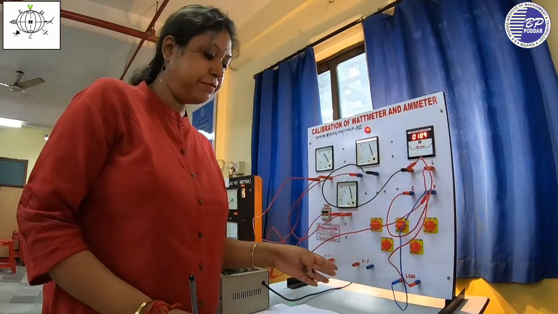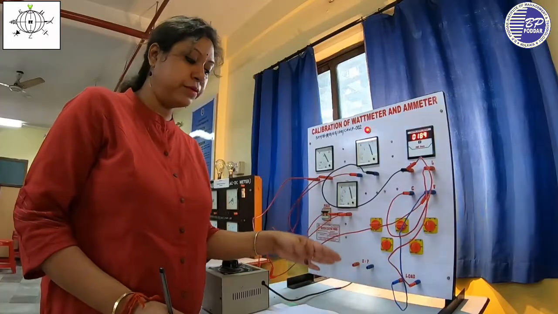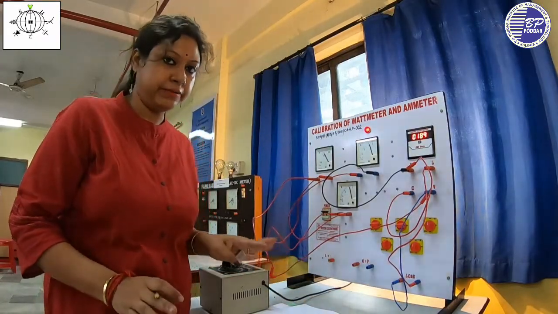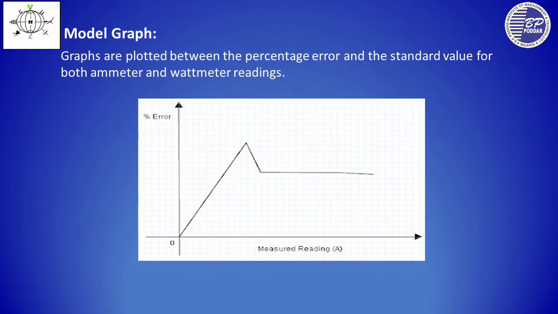In this way we have to gradually decrease the value of the voltmeter reading, and take a total of 10 readings. At the end we have to plot the graphs between the percentage error and the standard value for both the ammeter and wattmeter readings, keeping the standard value on the x-axis and the percentage error on the y-axis. Here one ideal model graph is shown between the percentage error and the standard value for both the meters, and it will be the same in nature for both the meters.